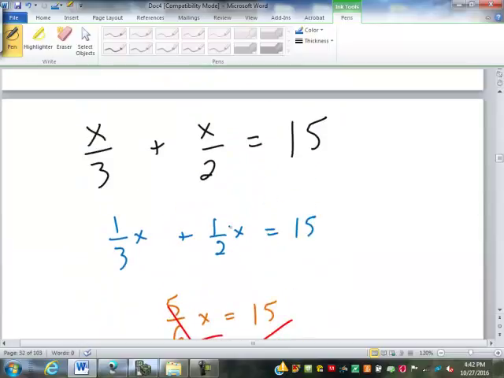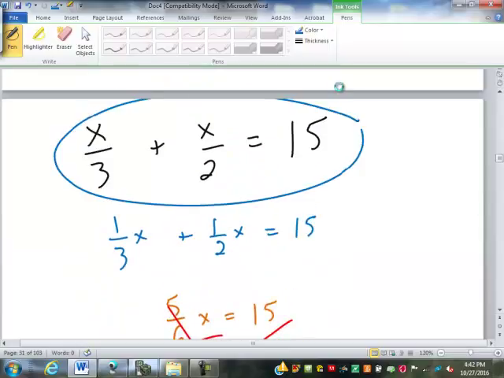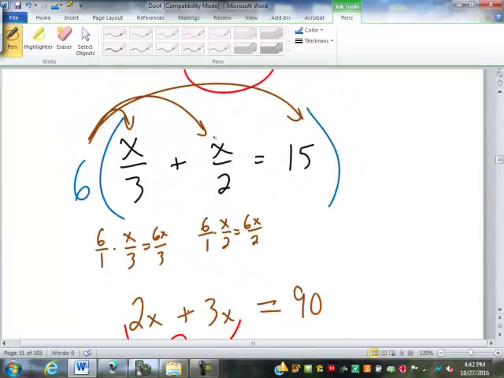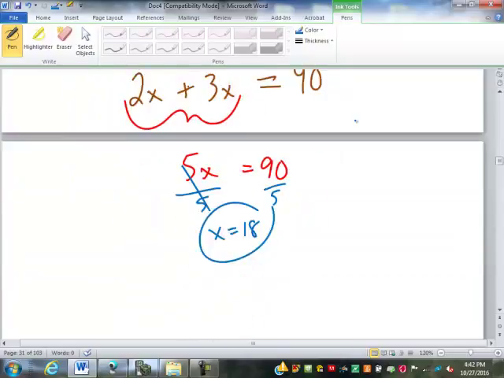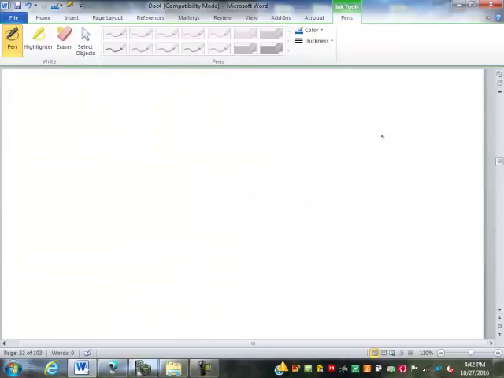Now, some might think it's easier to work with the fractions like we did up here. Others might think it's easier to multiply through by that common denominator and get rid of the fractions and solve. There are some problems where we don't have a choice. You have to get rid of those fractions. Like this one.